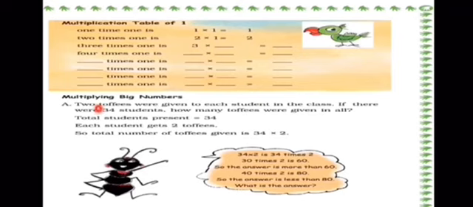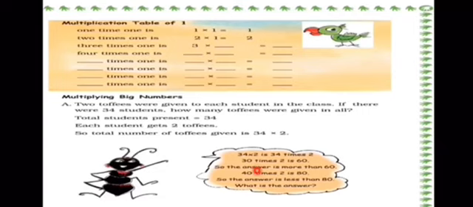Now multiplying big numbers. 2 toffees were given to each student in the class. If there were 34 students, how many toffees were given in all? Total students present 34. Each student gets 2 toffees. So total number of toffees given is 34 multiplied by 2. Now 34 is a bigger number, so how will we multiply? So 34 into 2 is 34 times 2.